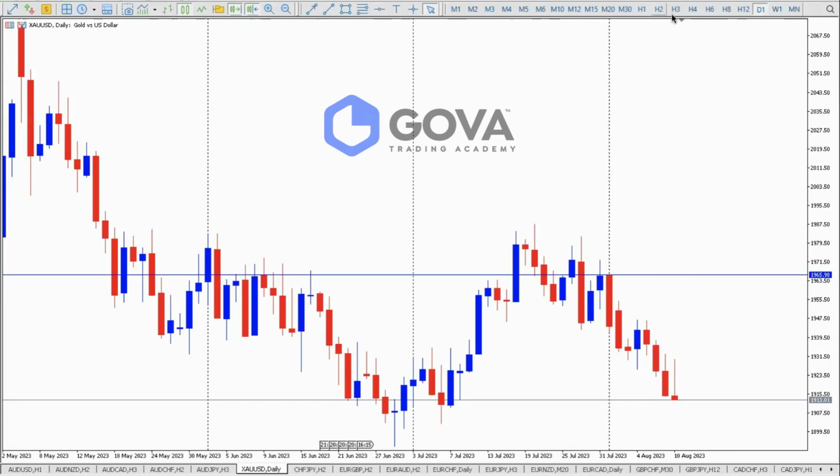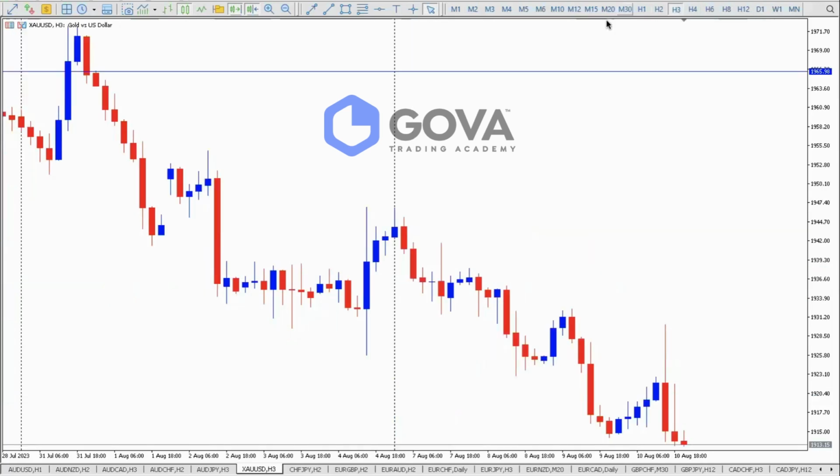So then the next step you need to take, you can see the first step is to mark out the monthly equilibrium line. The second step, if you want to take the weekly trade, is to mark out the weekly equilibrium line, which is on the H3.